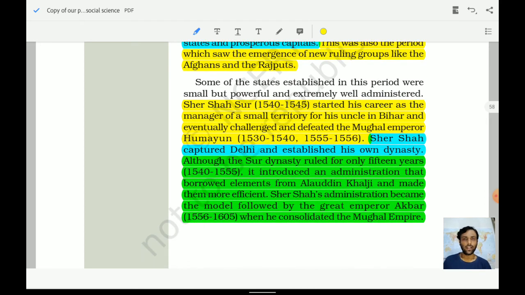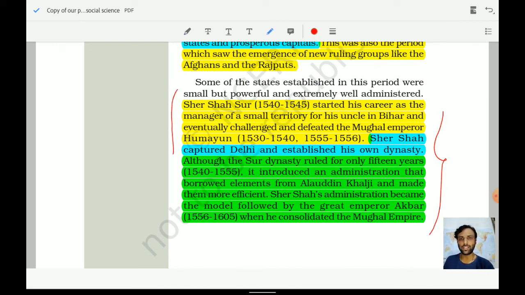Okay. Now it is talking about Sher Shah Suri. It is important, though it comes after the Mughals have come. But let us understand the Sur dynasty as well. Sher Shah Suri ruled from 1540 to 1545. He started his career as the manager of a small territory of his uncle in Bihar. Eventually he challenged and defeated the Mughal Emperor Humayun. He defeated him in 1540 and again in 1555 to 56. Sher Shah captured Delhi.